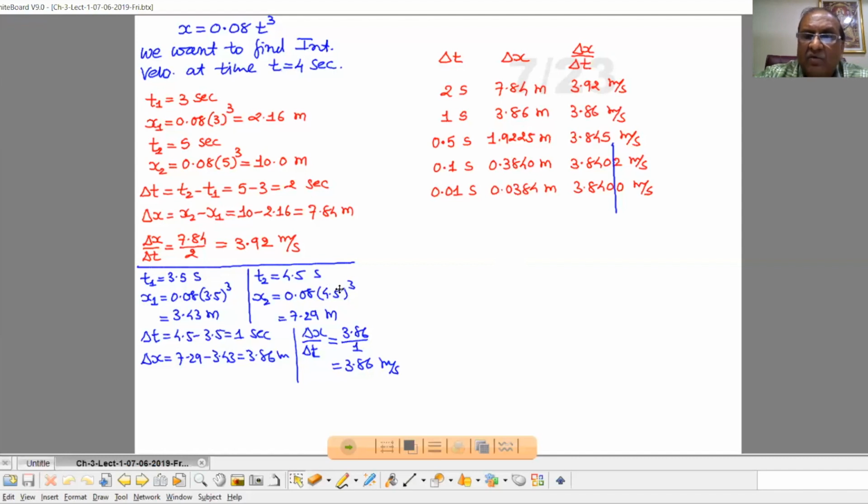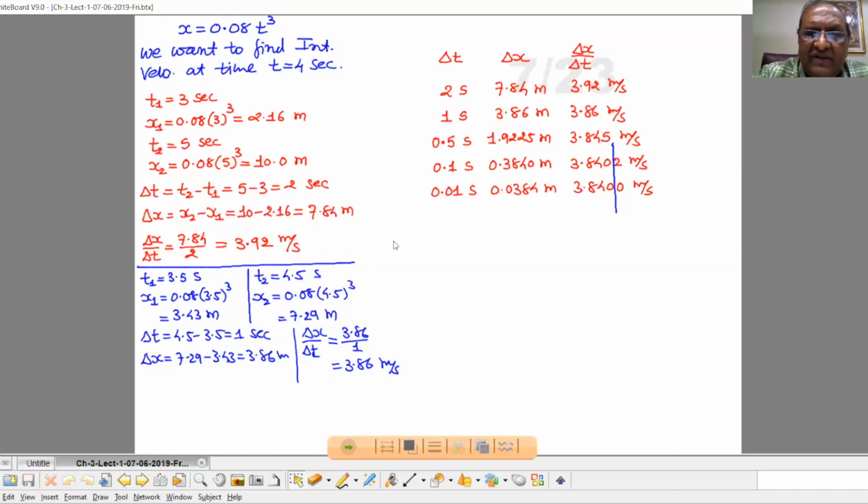Then take the time interval of 1 second, meaning t1 is 3.5 second. For that calculate x1. Then for another time 4.5 second, again calculate x2. Then delta t is 4.5 minus 3.5, 1 second. Then delta x is 7.29 minus 3.43, 3.86 meter, and then take the ratio, and you get 3.86 meter per second. Here the remaining calculations are not carried out, but now you can understand them.